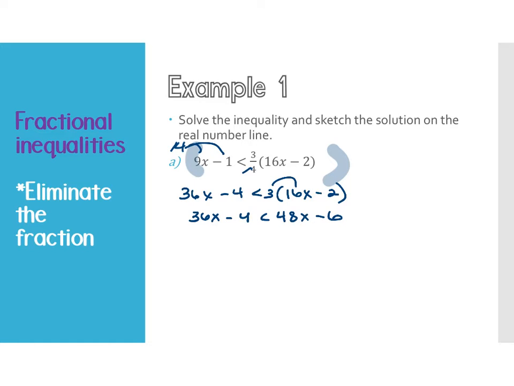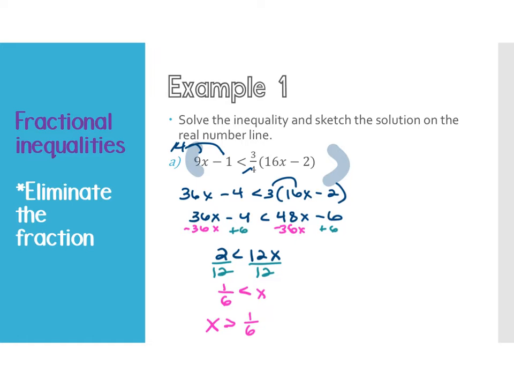I want to get both the x's to the same side, so I'm going to subtract the 36x. And I'm going to add the 6. So I get 2 is less than 12x. Divide both sides by 12. And I get x is greater than 1/6, or 2/12 simplified. So now we always want to reverse the order of the lettering so that the x comes first, but the big part of the inequality still has to open towards the x.